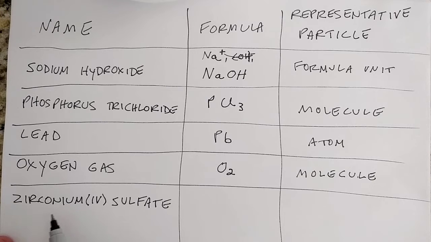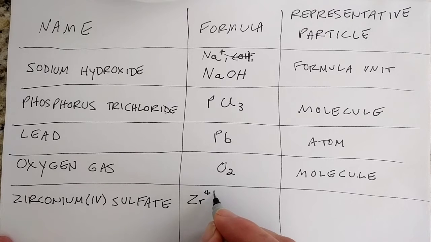And then our last one, zirconium, Roman numeral 4, sulfate. So zirconium, it is to the left of the staircase. It is in the D block of the periodic table. And we have a Roman numeral here indicating the charge of our zirconium ion. So Zr, Roman numeral 4, means we have a 4+ ion.